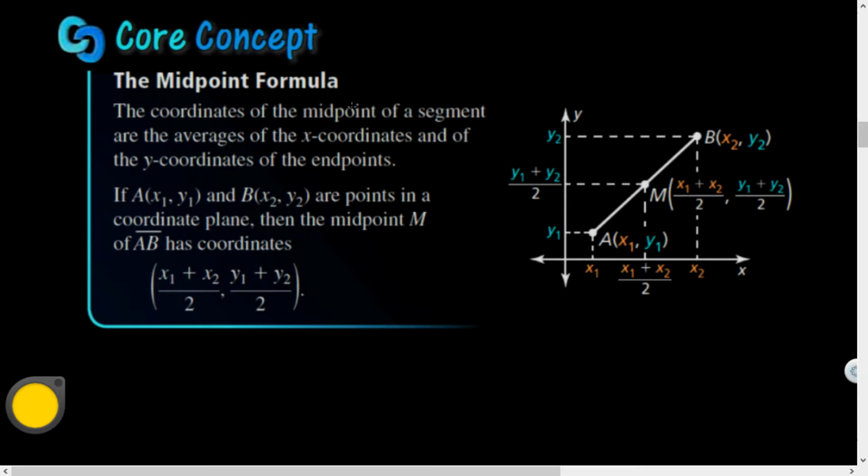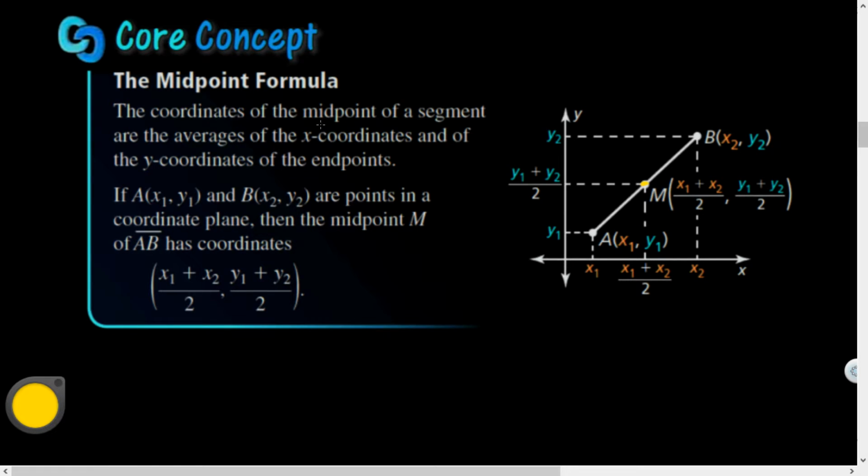You might remember this from your algebra or pre-algebra days. If I have points A and B plotted on an XY grid, I have their coordinates, a horizontal component and a vertical component: over x1, up y1, and over x2, up y2. I can plot those two points, and if I wanted to find the midpoint between them, this is how you could do it. All right?